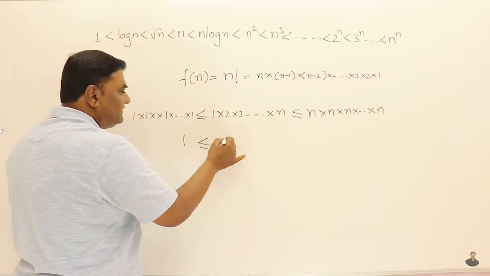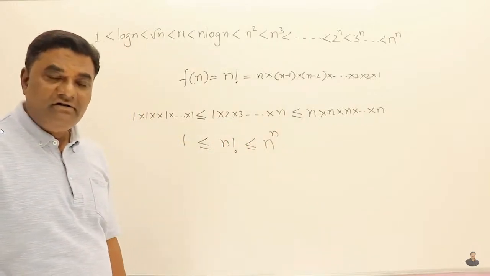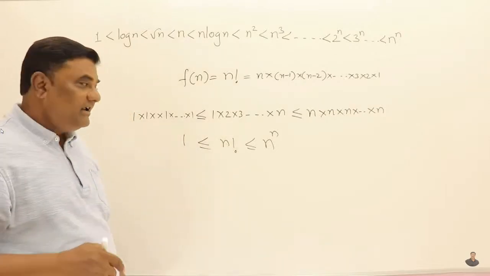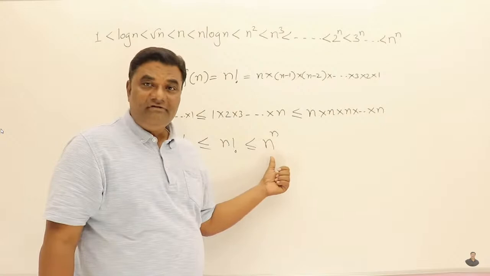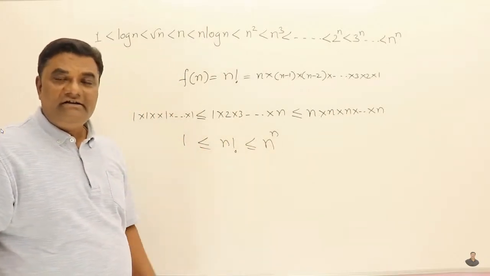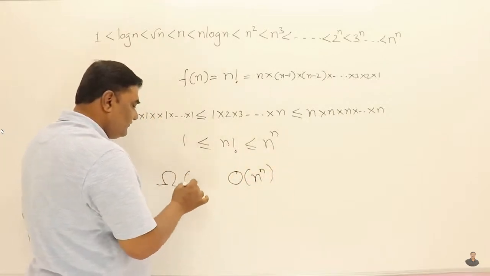So this side I get 1, and this is n factorial, and this is n power n. Now for n factorial, I don't have any smaller value here, and I have to take it as 1. And if I take a larger value, it is n power n. Upper bound is n power n. And on both sides, I'm not getting the same thing. If I get the same thing, then I can take it as theta. So what I can write is big O of n power n and omega of 1.